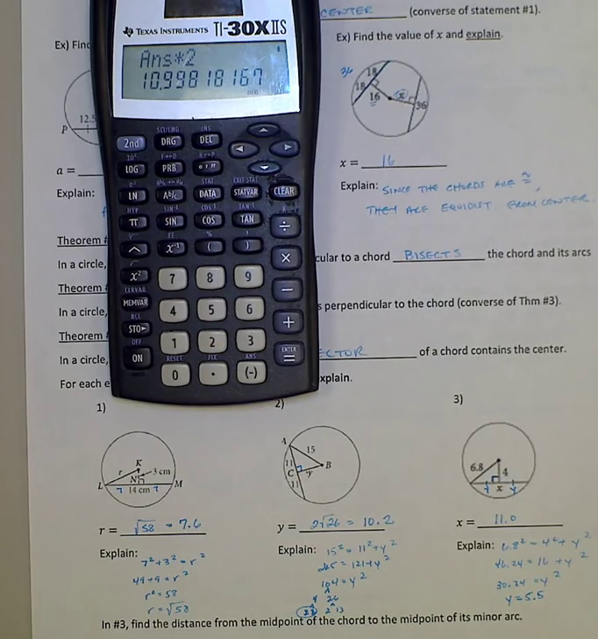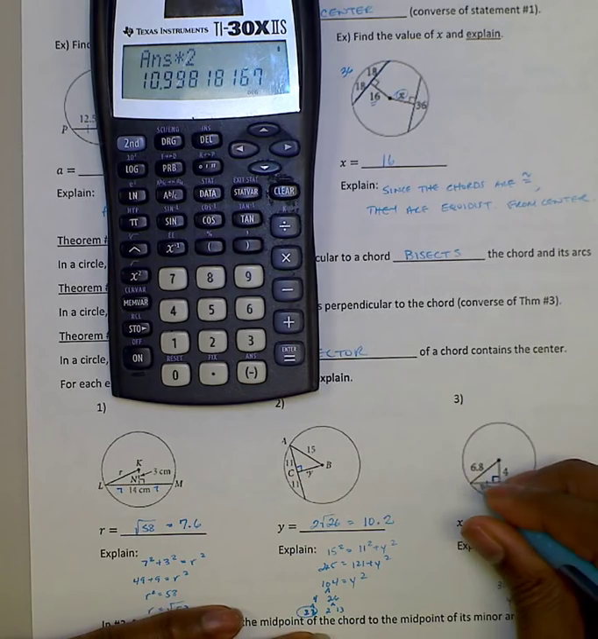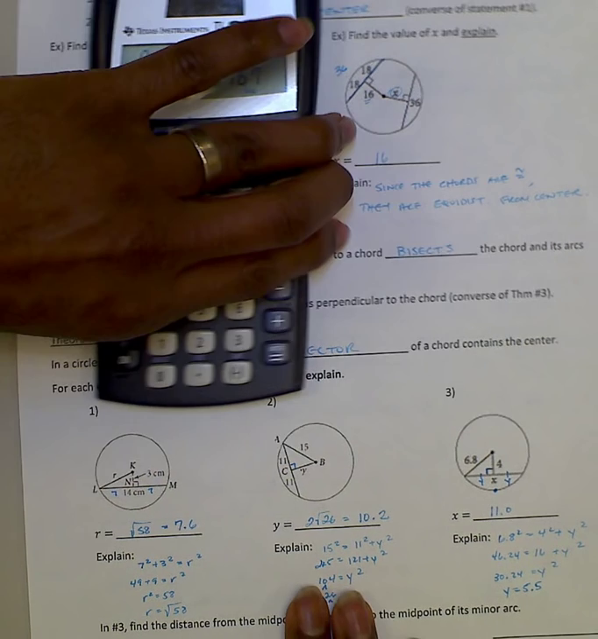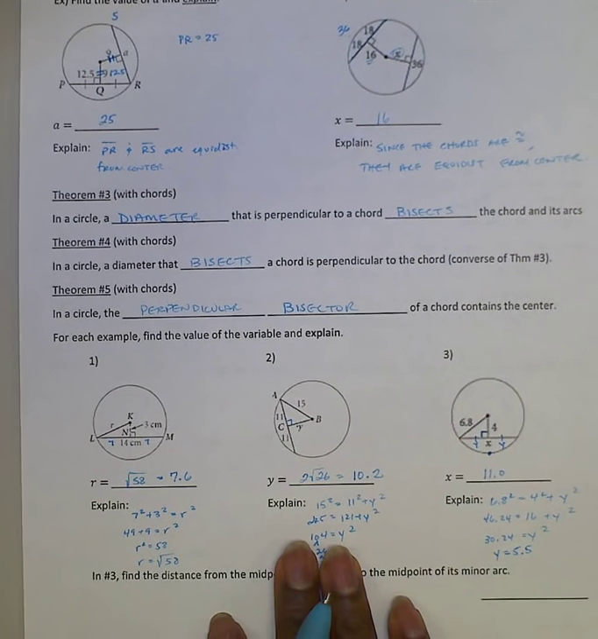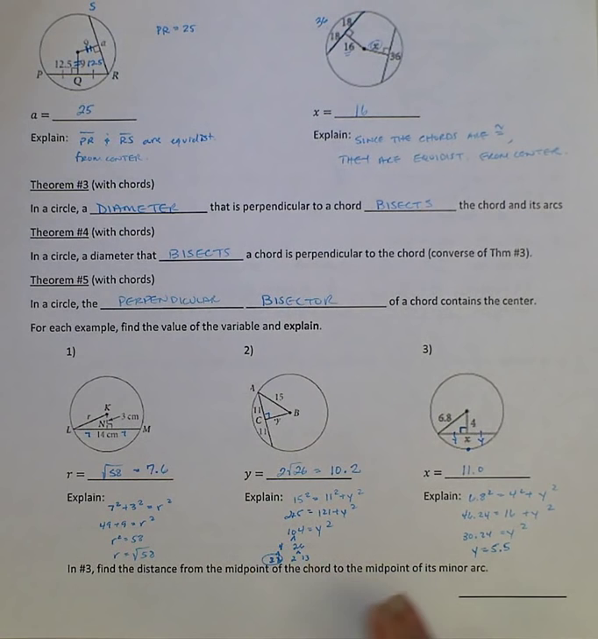So it says in number 3, find the distance from the midpoint of the chord to the midpoint of its minor arc. Sweet. So here we go. Here is our minor arc. This is the minor arc here. And so it's just making you think about the circle a little bit more. Not necessarily a challenging question as far as mathematically, but as far as conceptually, do we still understand that this is a circle?